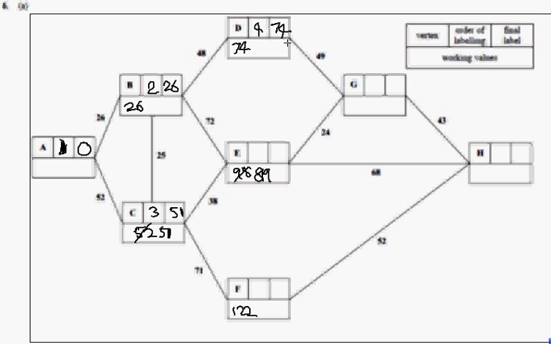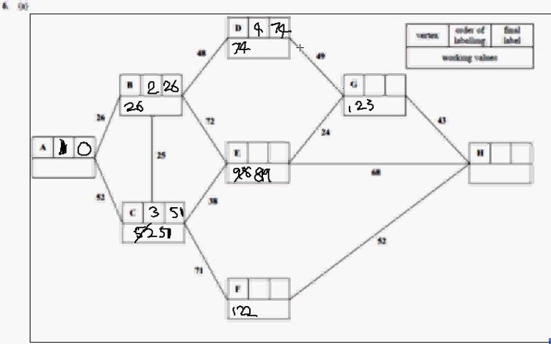Now we're at D. We stay here. We think, where can we get to? Well, there's no point going back down there because it's already been finalized. So the only place we can really get to is G. Okay, so let's fill in the working value. 74 plus 49 is 123. So that's the only working value we can fill in from where we are.